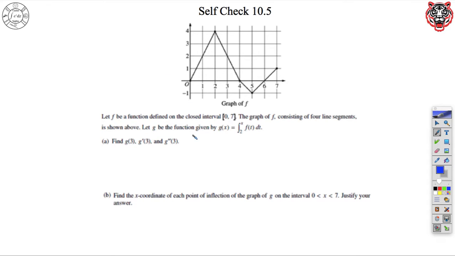On to the next part of 10.5. So we have this function, and it's basically the same as the last problem on 10.5, but a new little graph. So g of 3 means we are going to be plugging this in. It's going to be the integral between 2 and 3 of f of t dt.